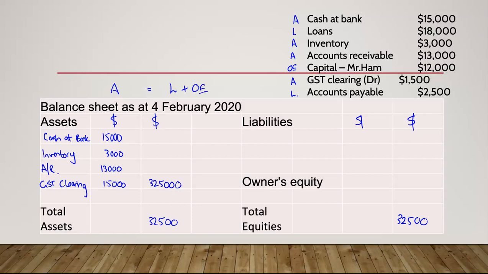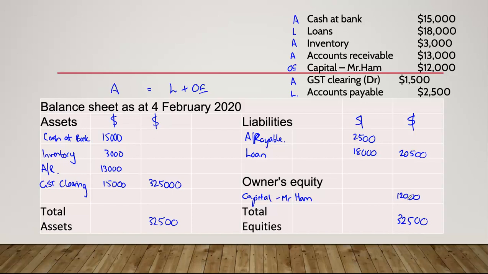Let's put our information in. We have a loan, so we have accounts payable. Accounts payable, apologies, I'll write that one in correctly because it's a bit unclear, of $2,500. And I have a loan of $18,000, so a big loan, presumably to the bank. I add those up, that equals $20,500. And my owner's equity is my capital, Mr. Ham, of $12,000. I don't need to put it in the left-hand column because there's only one.